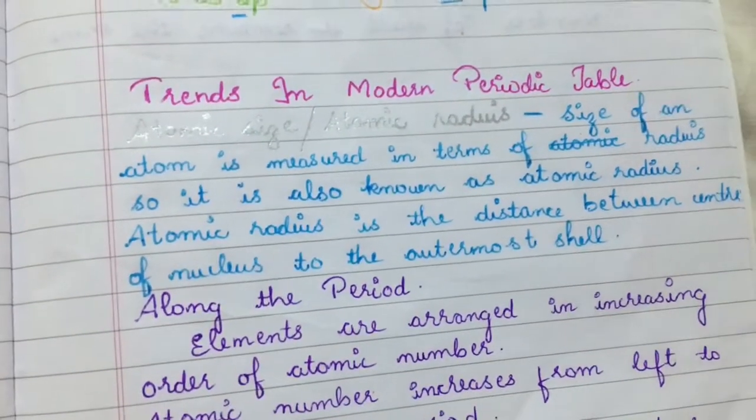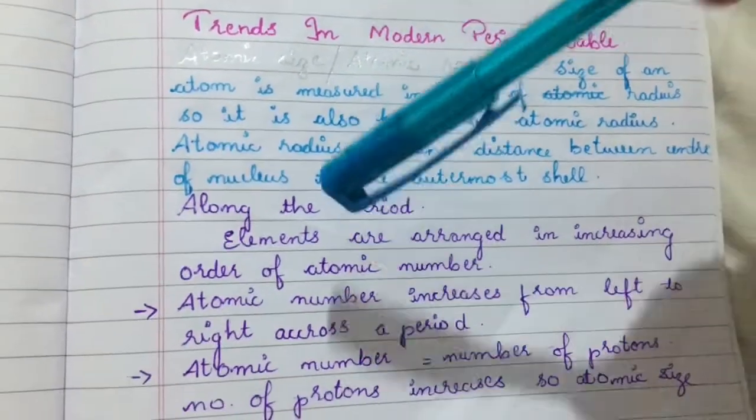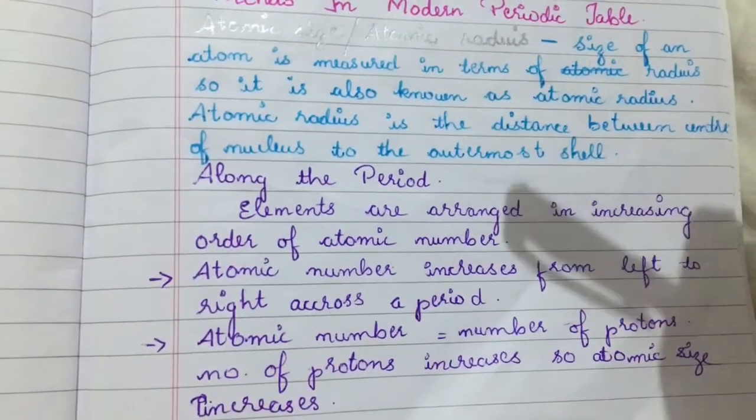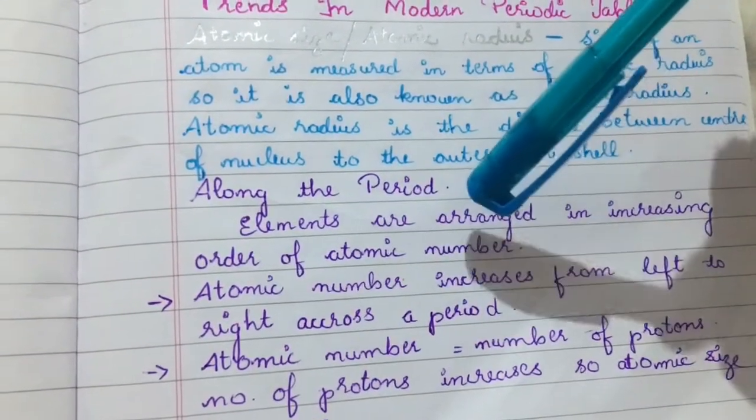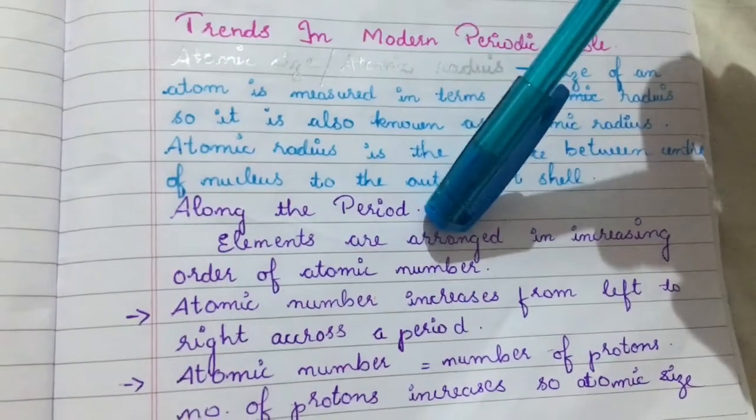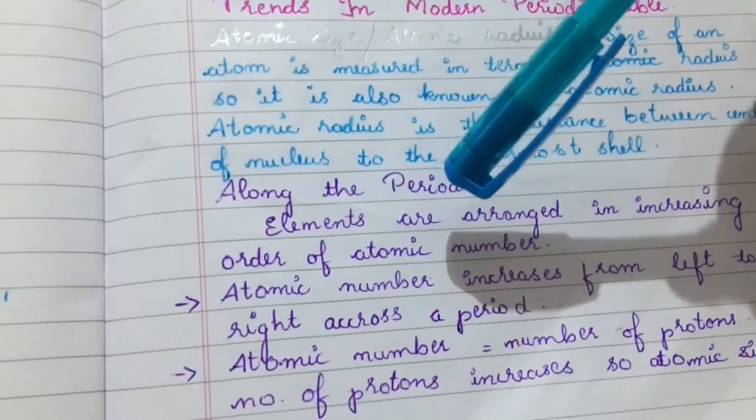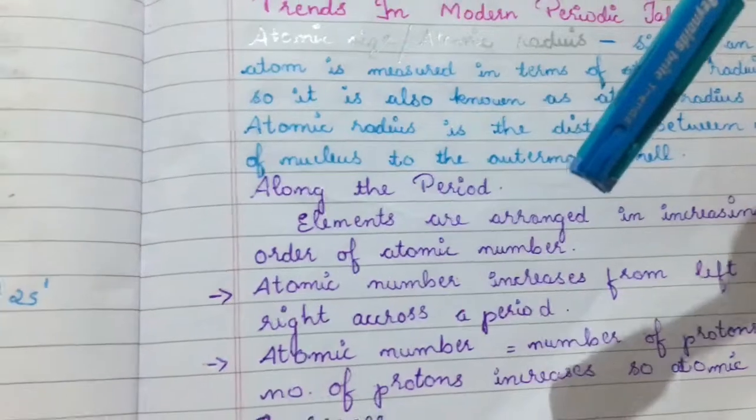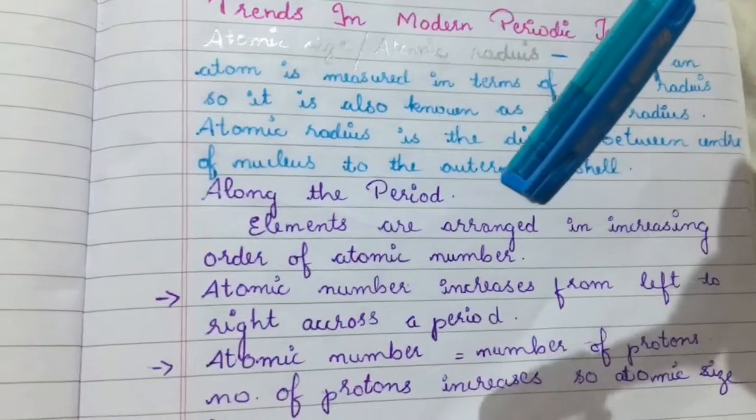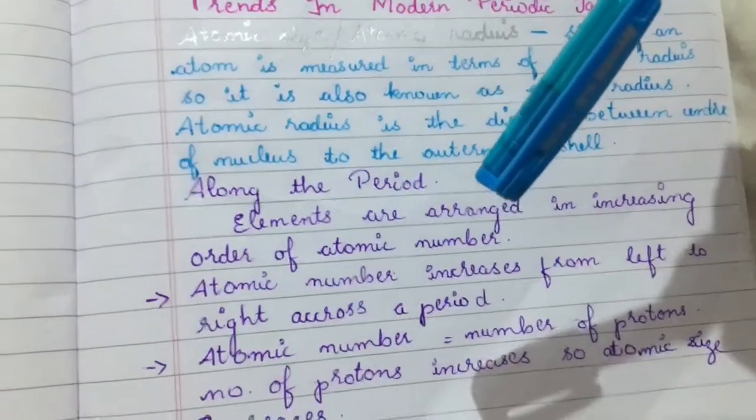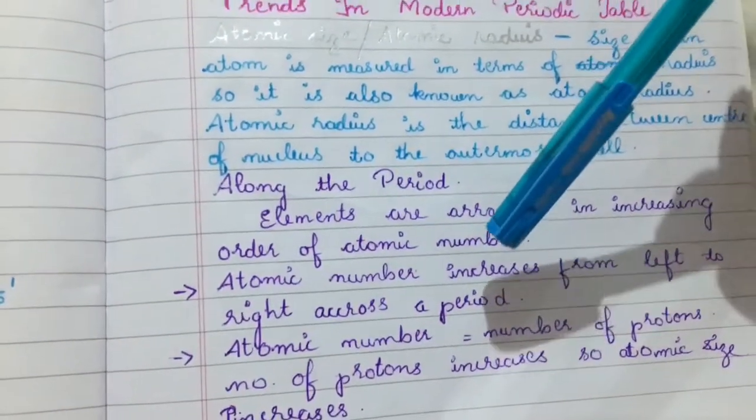Now students, let us move on to the variation of the atomic size or atomic radius across the period. Let us see how this varies. You know that elements are arranged in increasing order of their atomic number. On moving from left to right along a period, they are arranged in increasing order of their atomic number. Students, please keep in mind that atomic number is the main thing.